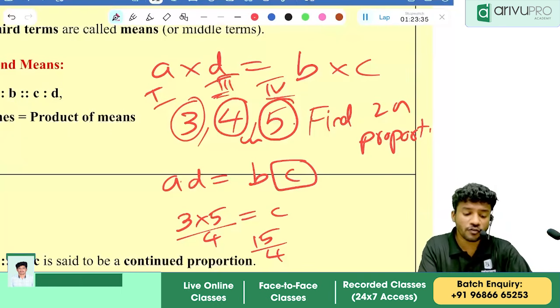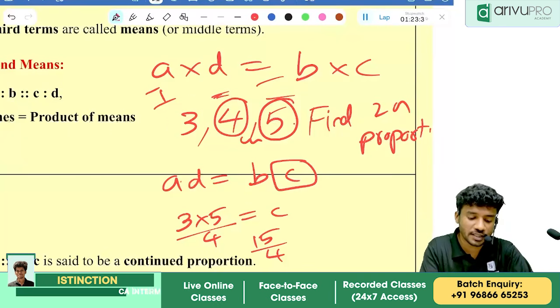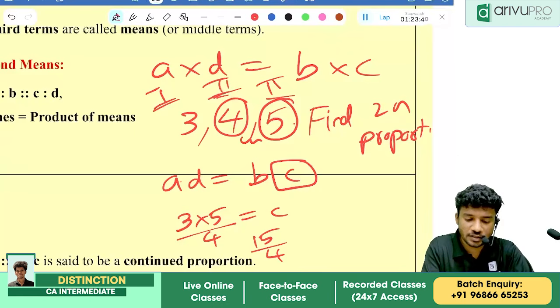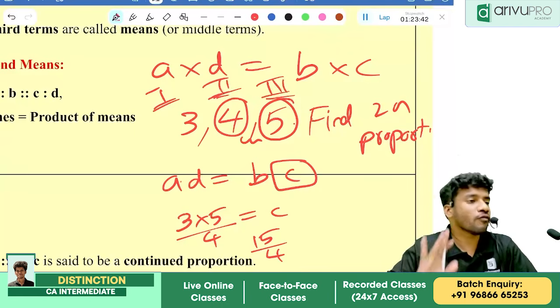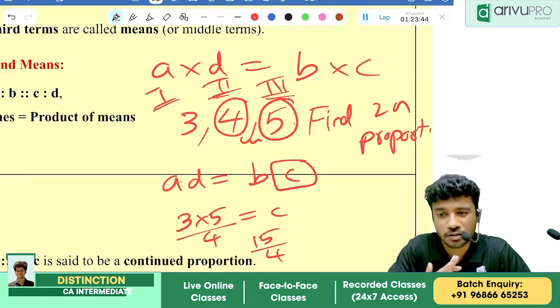What if they were asking for the fourth proportional? We will take this as first, this is second, this is third. Then you will find the fourth proportional. I hope everyone understood this.